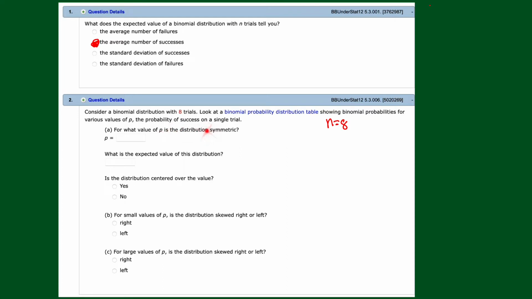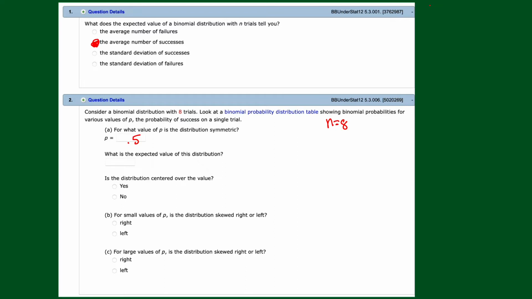All right, now, p is the probability of success. So it's going to be symmetric at what value of p? I'm going to claim that if you look at the table, you will get 0.5, right? So if the probability of success is a half, the time you'll get success, half the time you'll get failure.